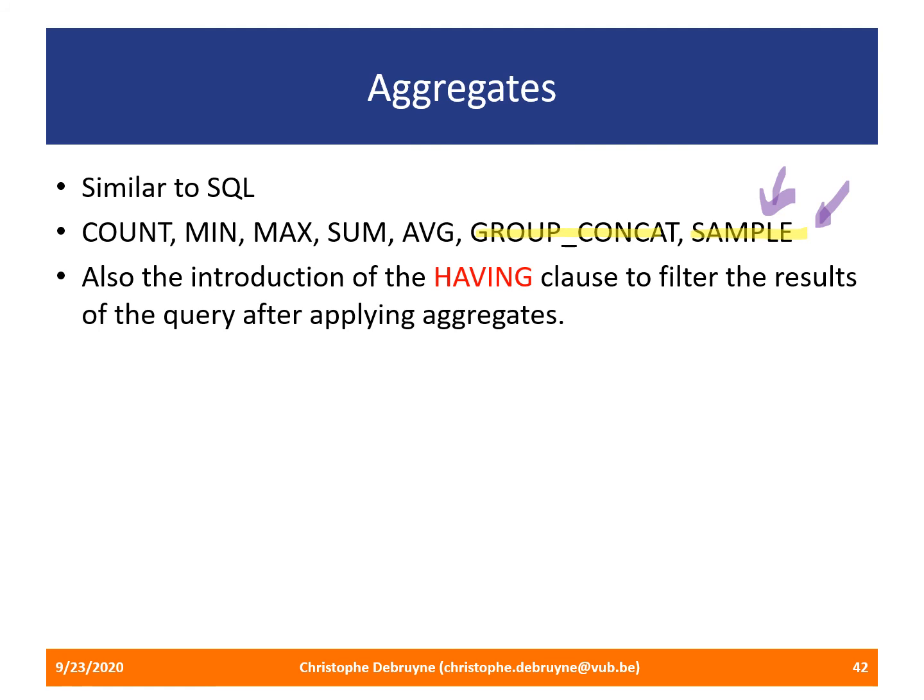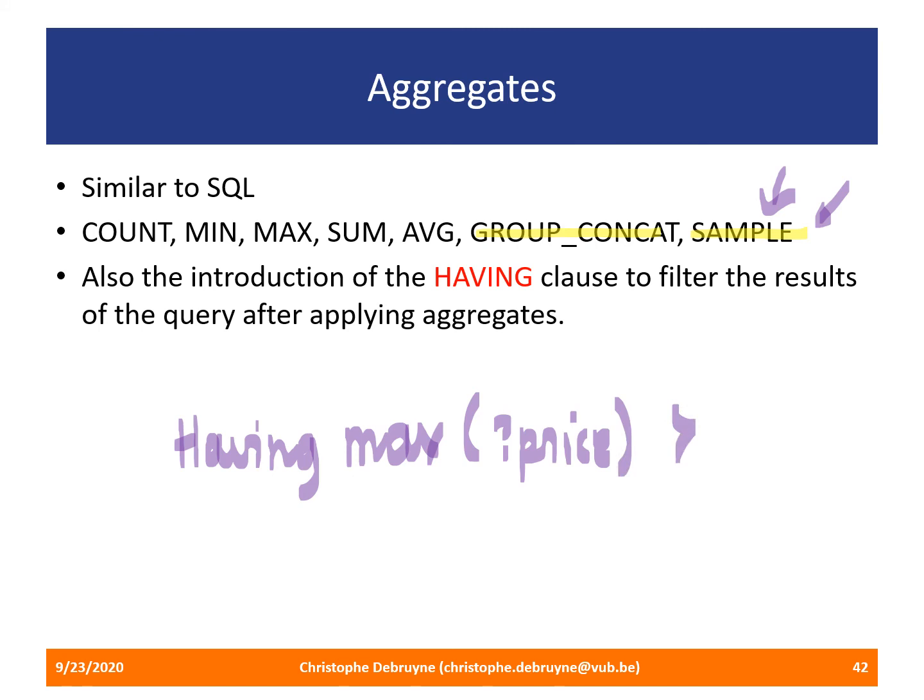Also, the introduction of the HAVING clause to filter the results is made available. You have that, so you can test HAVING MAX, for instance, price bigger than 5,000. That's available as well.